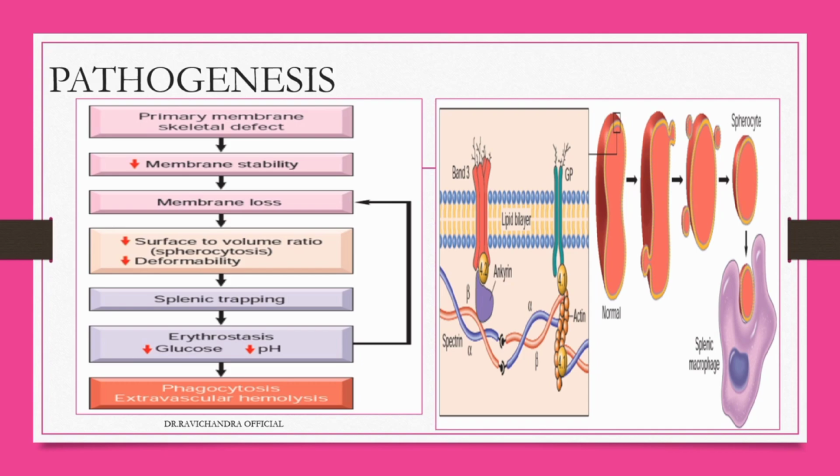Primary membrane skeletal defect resulting in decreased membrane stability, thereby membrane loss, and decreased surface to volume ratio resulting in spherocytosis, and there is decreased deformability. As a result, there will be splenic trapping, and there will be erythrostasis resulting in decreased glucose and decreased pH, which will end up in phagocytosis, thereby causing extravascular hemolysis.